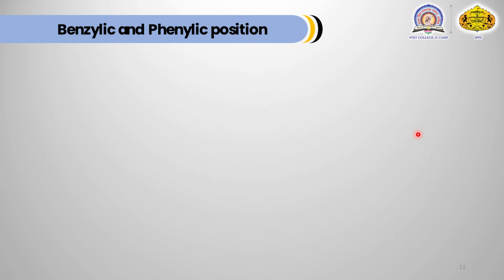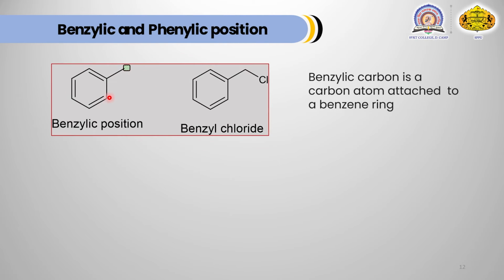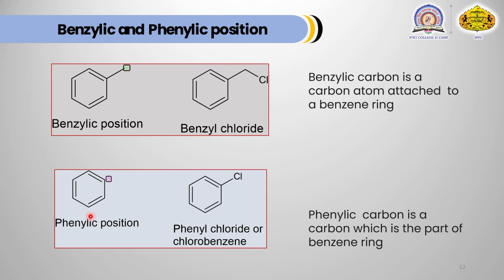Now benzylic and phenylic position. This is the benzylic position and this is called benzyl chloride. The benzylic carbon is the carbon atom attached to the benzene ring, and the phenylic carbon means the carbon atom which is part of the benzene ring. This is the phenylic carbon, and this is phenyl chloride, or you can call it chlorobenzene.